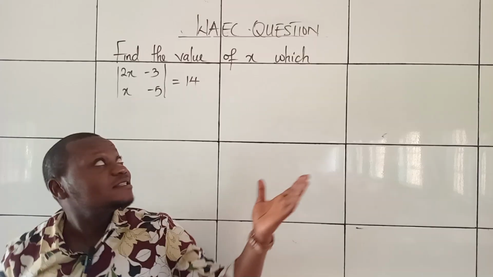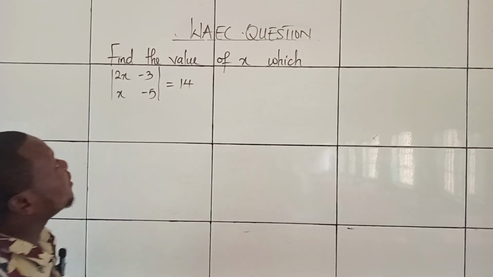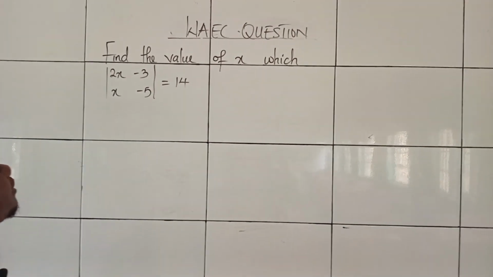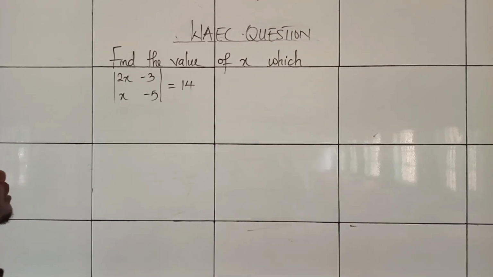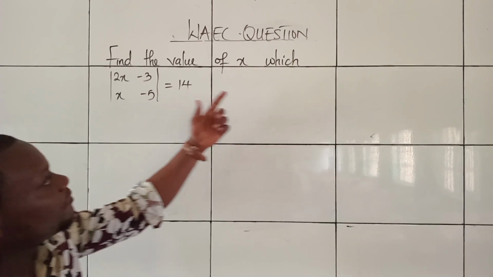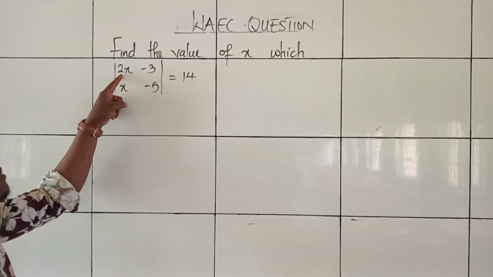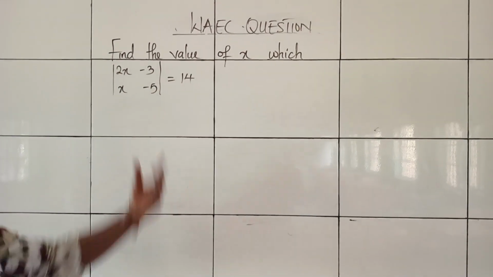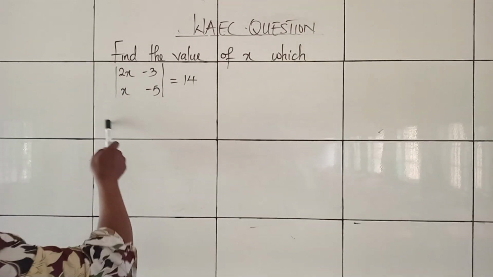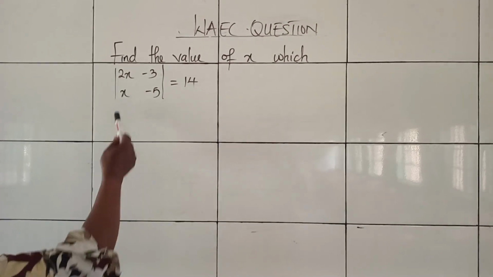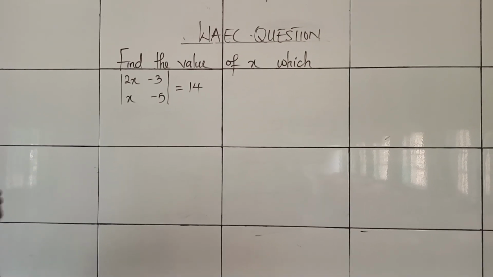Thank you. We are going to quickly tackle this WAEC question. The question is on matrix, and the question simply says find the value of x for which the determinant with rows 2x, minus 3 and x, minus 5 equals 14. Okay, so this is a determinant. It means you have to find the determinant of this and then equate it to 14.